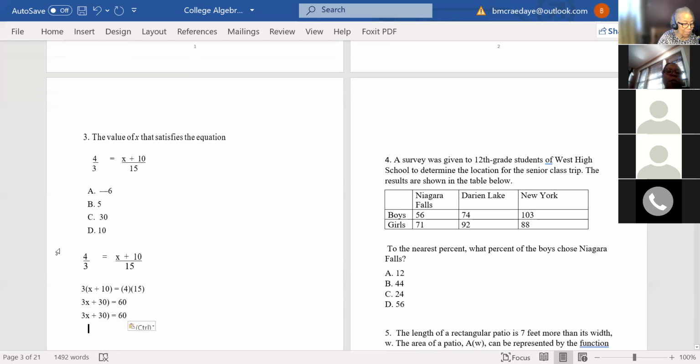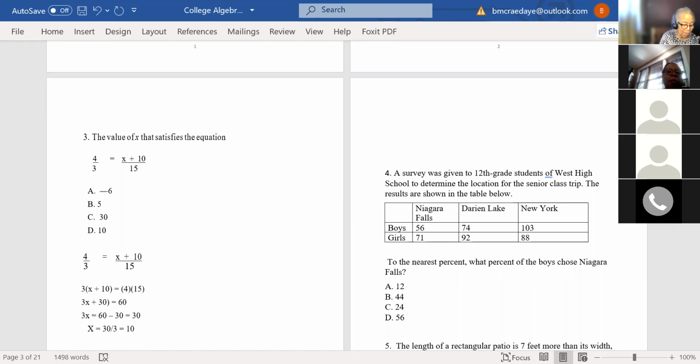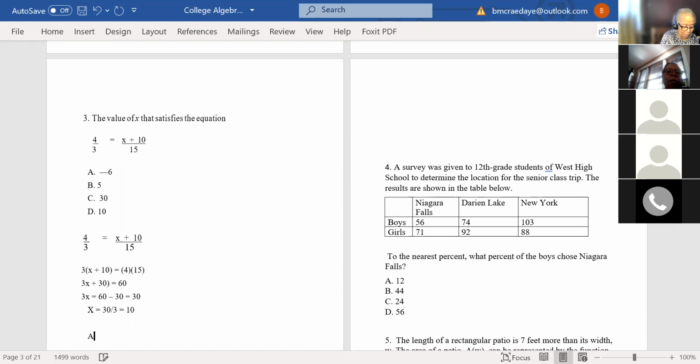That's correct. Subtract 30 from both sides. This will be 3X equals 60 minus 30, which is equal to 30. And what number times 3 gives 30? That is 10. So X equals 30 divided by 3, which is equal to 10. So your answer is what? 10, D as in dog. Yes, the answer is D. That's right.